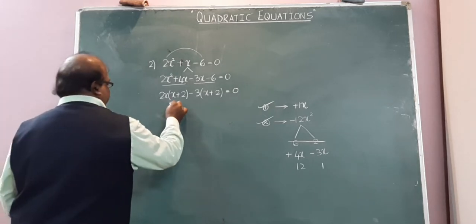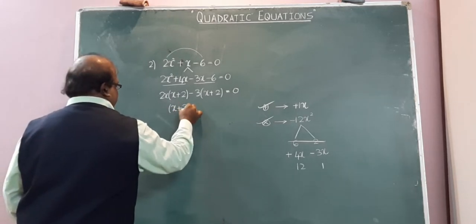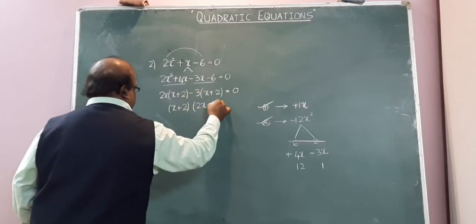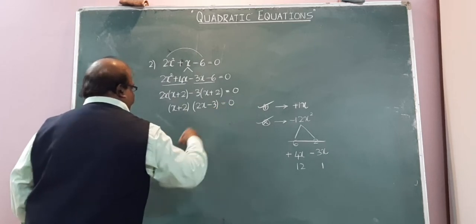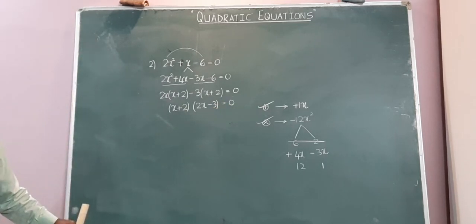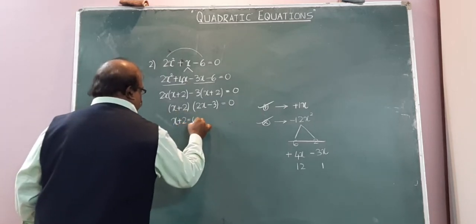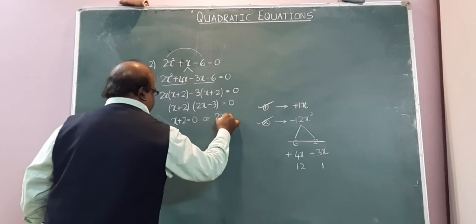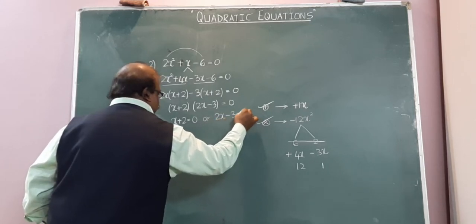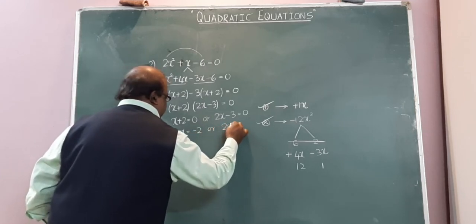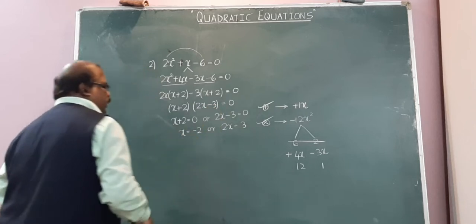First bracket, x plus 2, second bracket. I have got two factors. Let's equate the two factors to 0. Either x plus 2 is equal to 0 or 2x minus 3 is equal to 0. So x is equal to minus 2 or 2x is equal to minus 3 going that side plus 3.